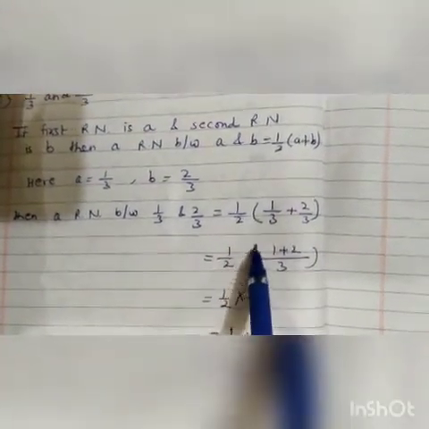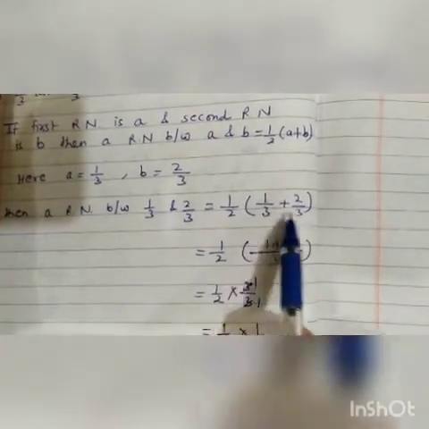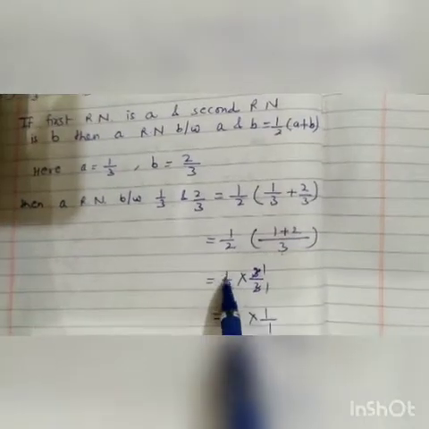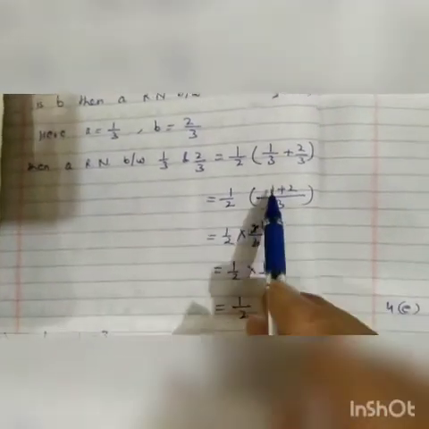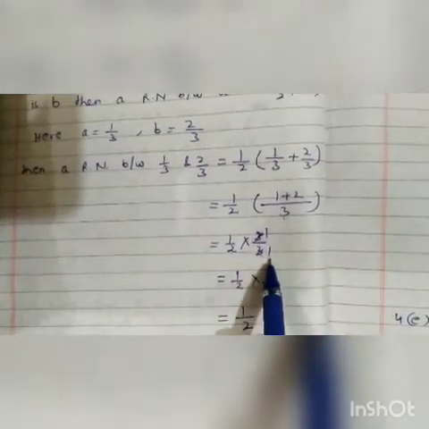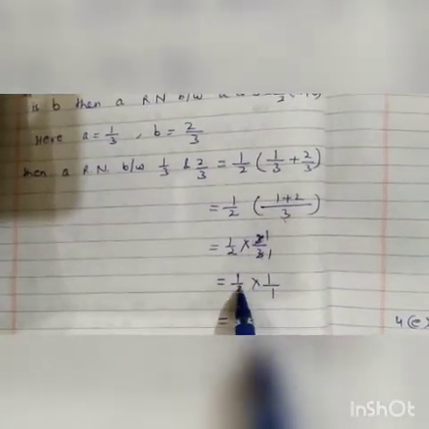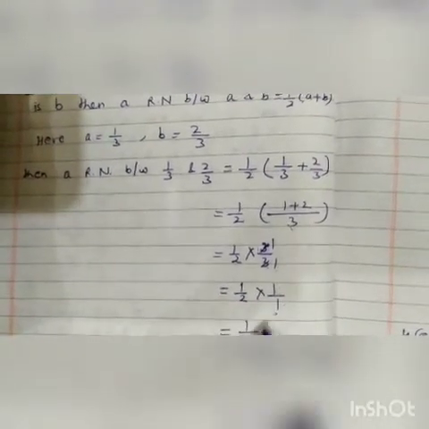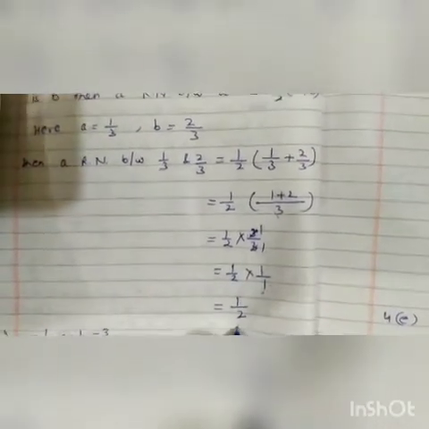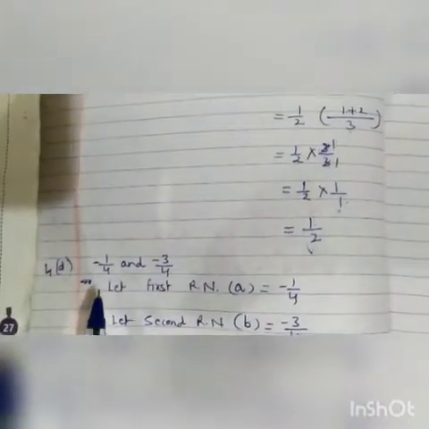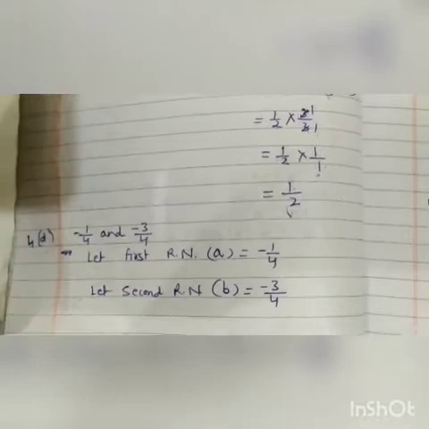Then 1 upon 2 bracket, LCM will be 3. It will be 1 plus 2. Then 1 upon 2 multiplied by 3 upon 3. 3 cancels 3. Then 1 upon 2 multiplied by 1 upon 1, it will be 1 upon 2. Next part, D part, minus 1 upon 4 and minus 3 upon 4.